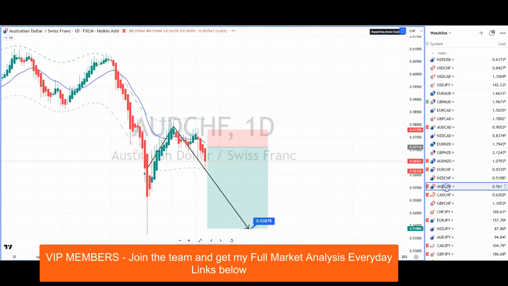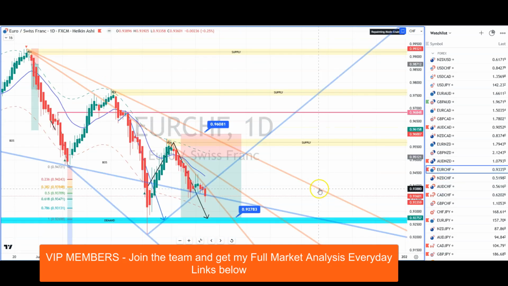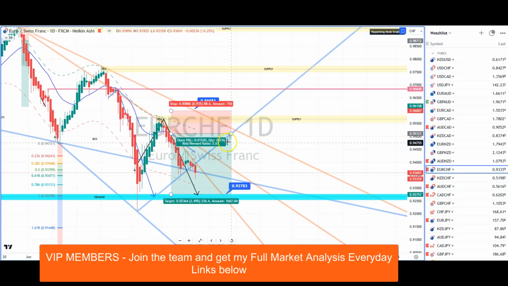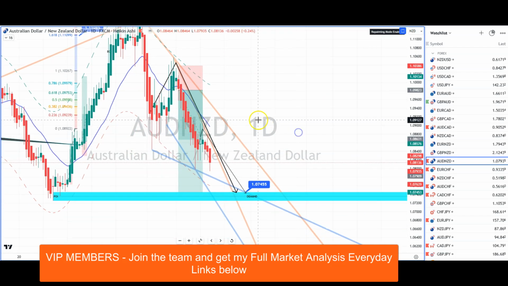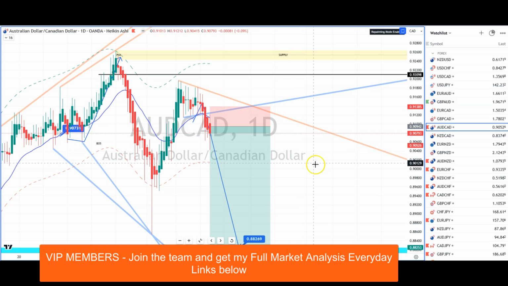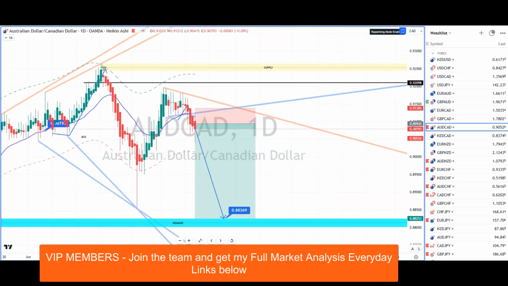60.77. Aussie Swiss, congratulations, a lovely pullback up to 57.10, heading for 53.87. Congratulations, members, on the Euro Swiss, a nice move from 95.10, heading for 92.78. Aussie New Zealand, heading for target 107.45. Aussie Canadian, a nice fresh move, so we are looking at some amazing moves for next week.